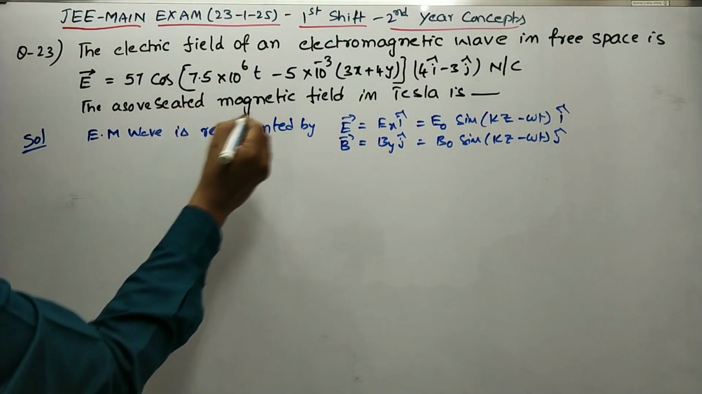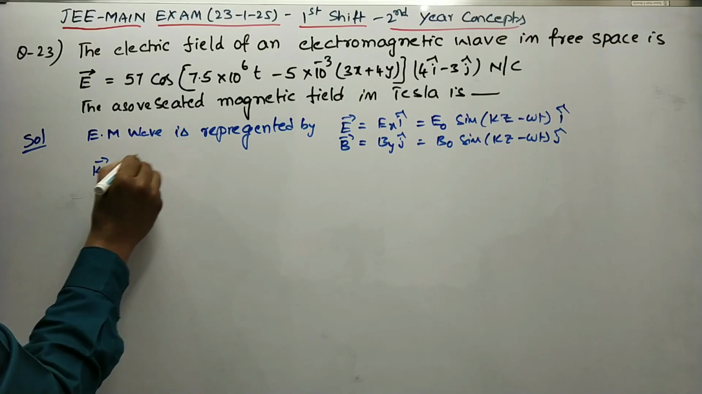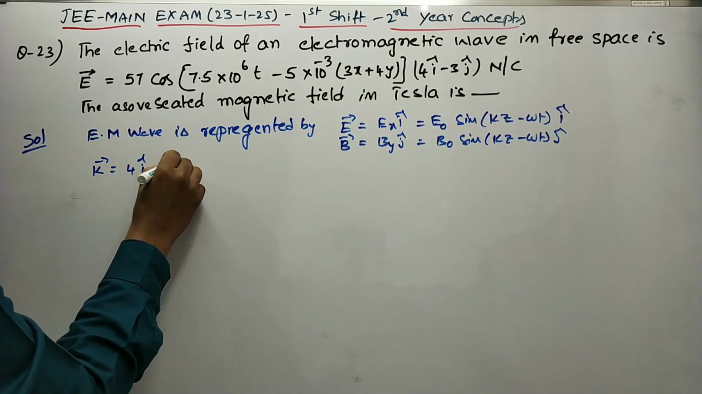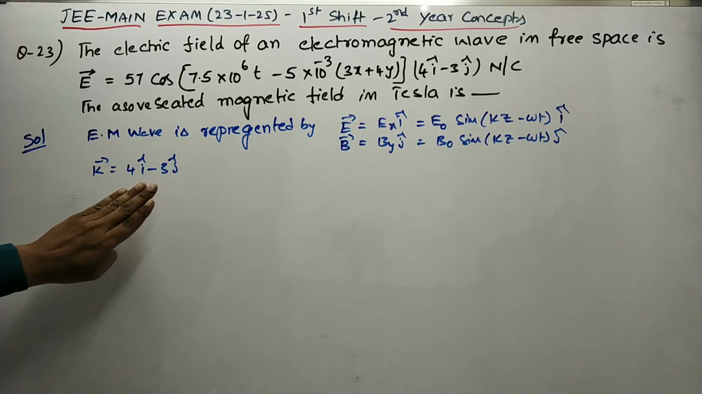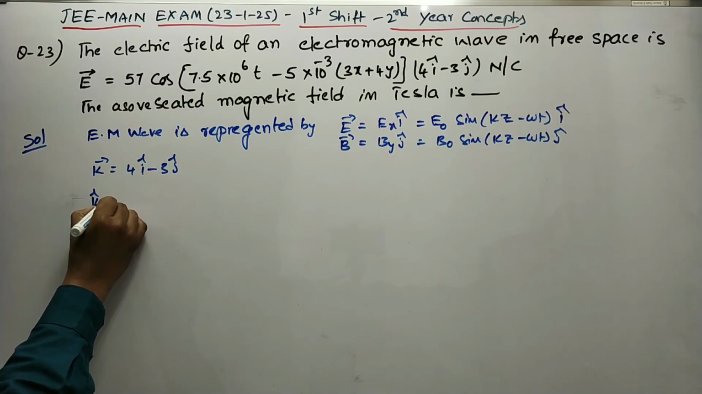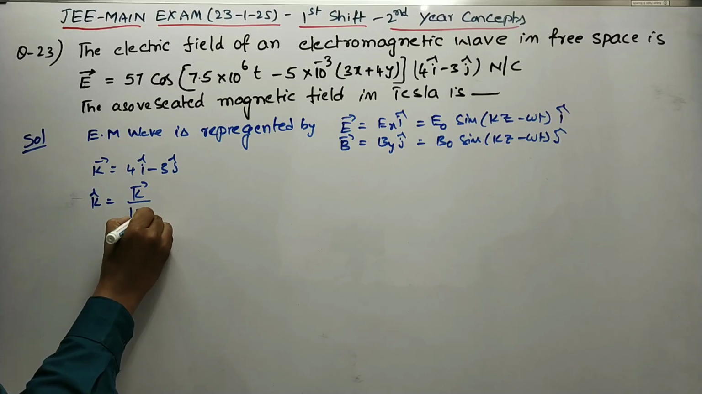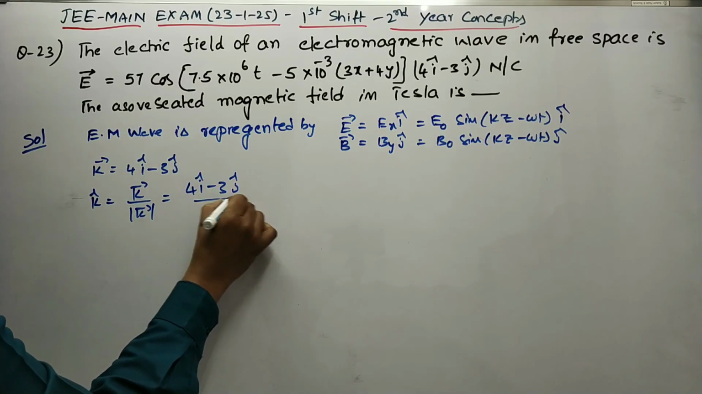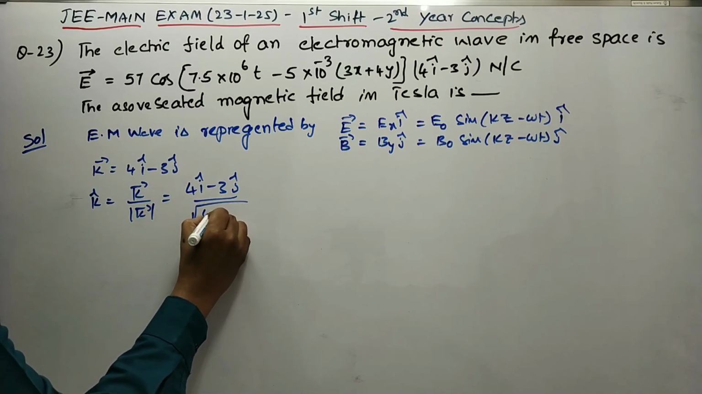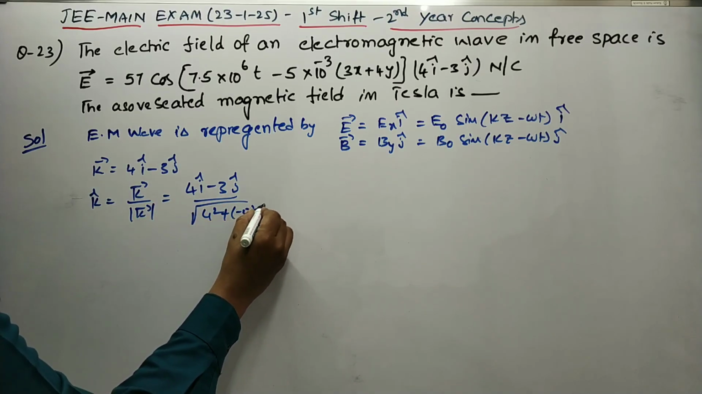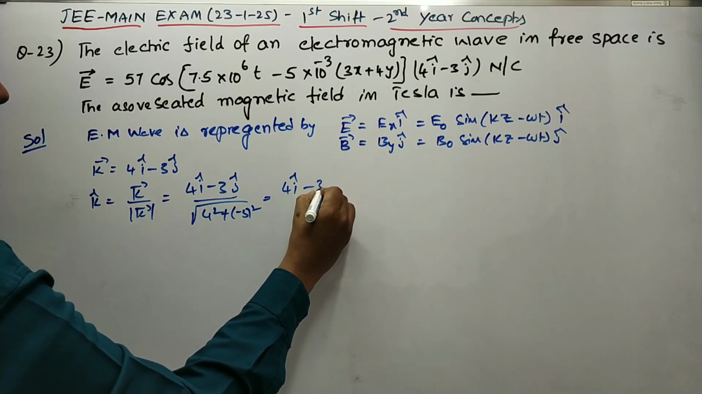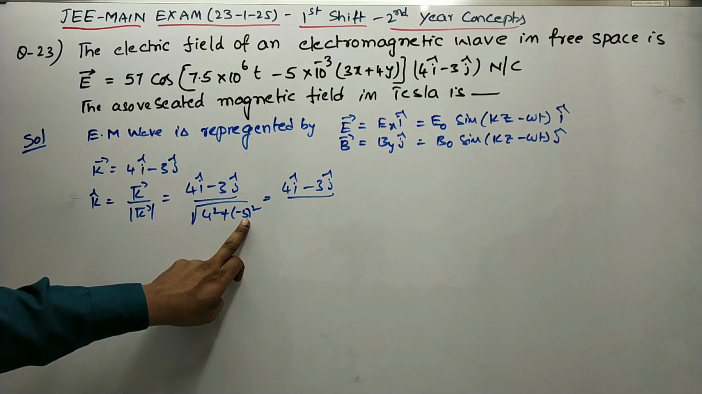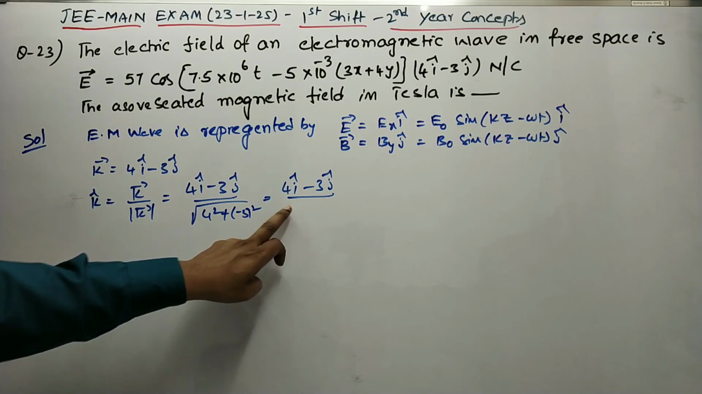Okay, here given k bar is this one: 4 i cap minus 3 j cap. Now you may write its unit vector. K cap is equal to k bar by mod k bar. K bar is equal to 4 i cap minus 3 j cap, by mod k, which means the square root of 4 square plus minus 3 whole square, which is 16 plus 9 equal to 25. Root 25 means 5.